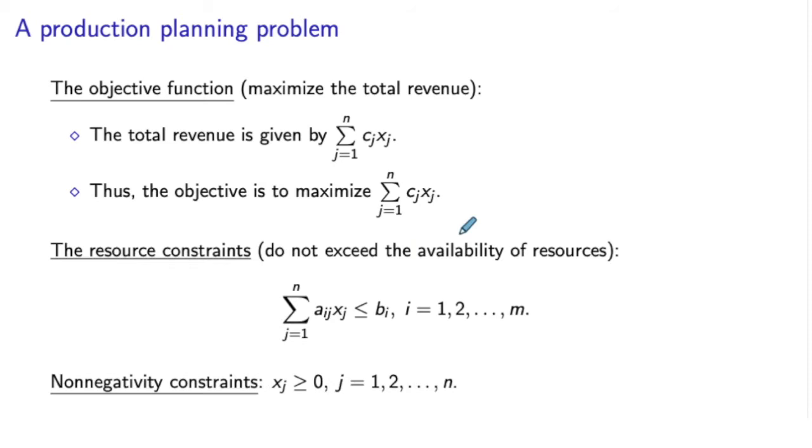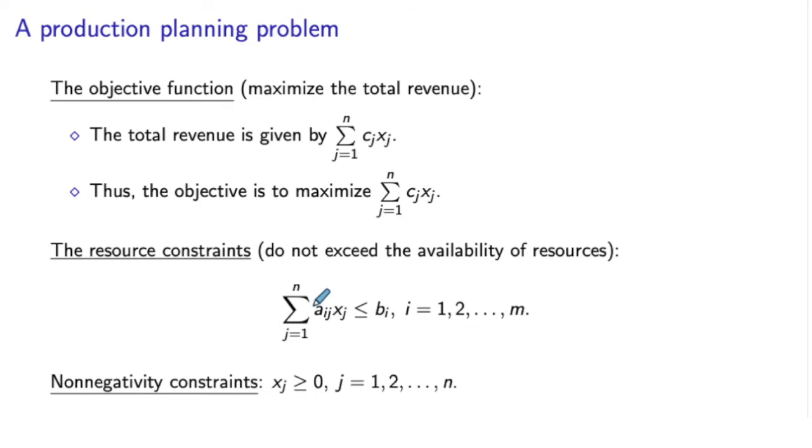Then the resource constraints just express the fact that the quantity of each resource Ri is limited, and the limit is given by Bi. To express the total amount of the resource i that we use, we need to look at how much of the resource i each product j takes. And that is given by Aij. So therefore, if we produce xj units of product j, the total amount of resource i used by the product j is given by Aij times xj.